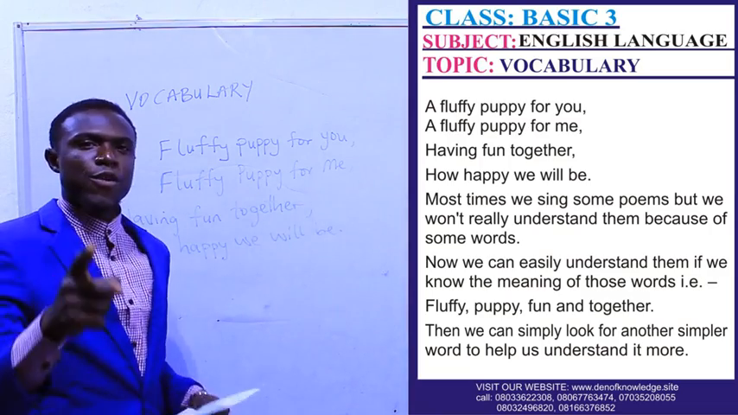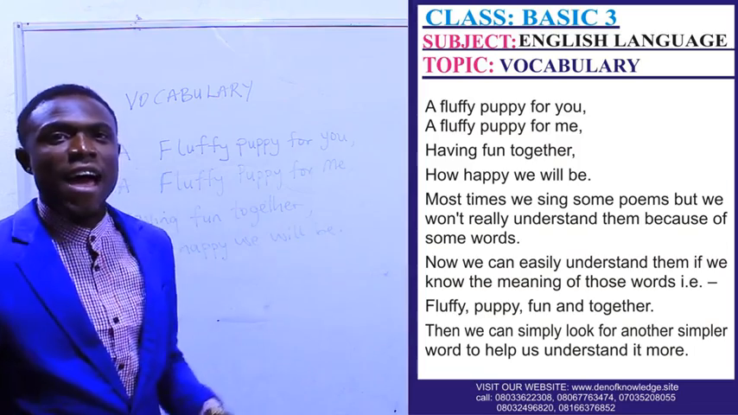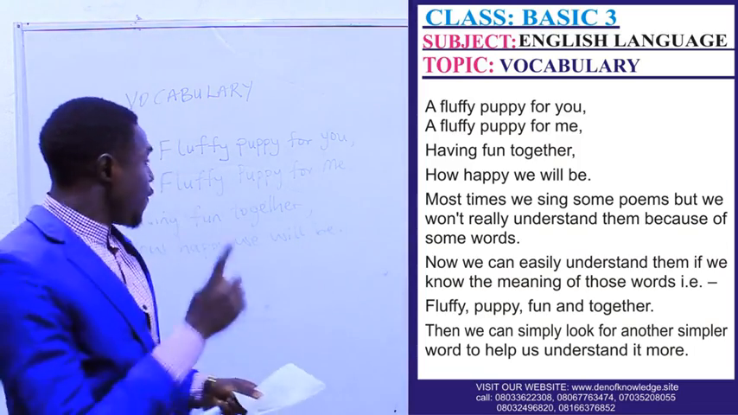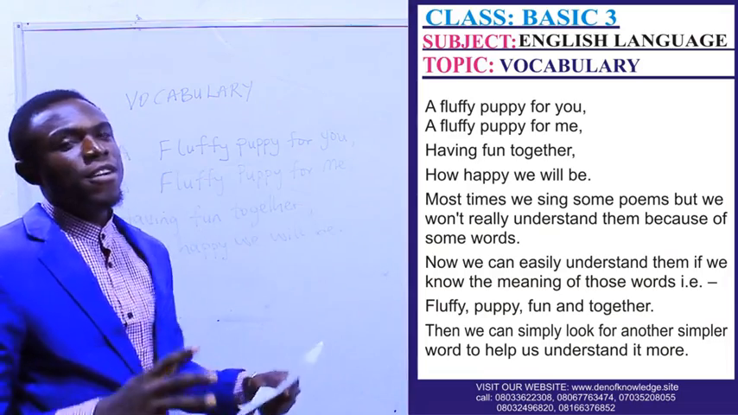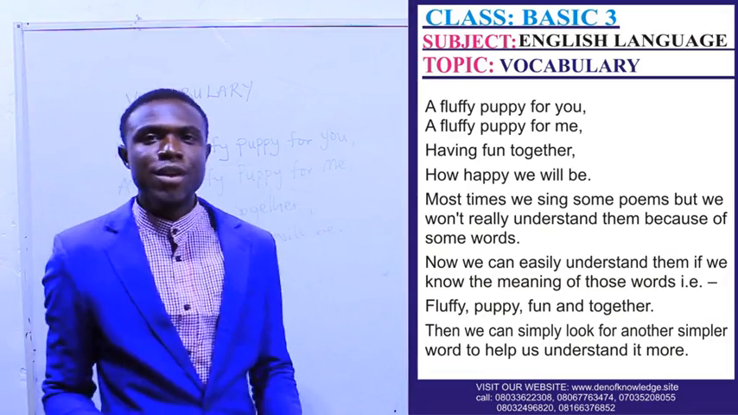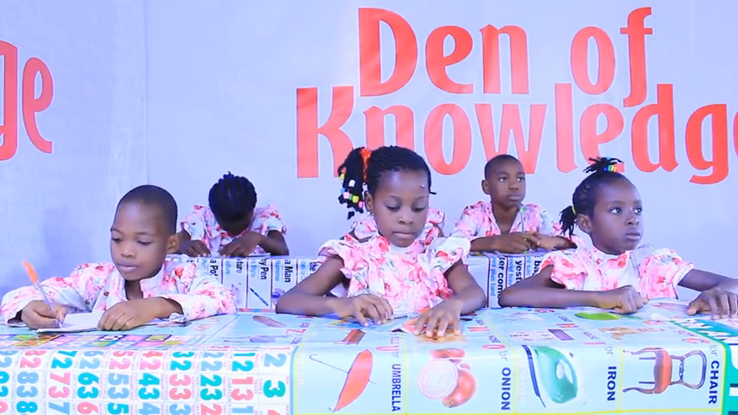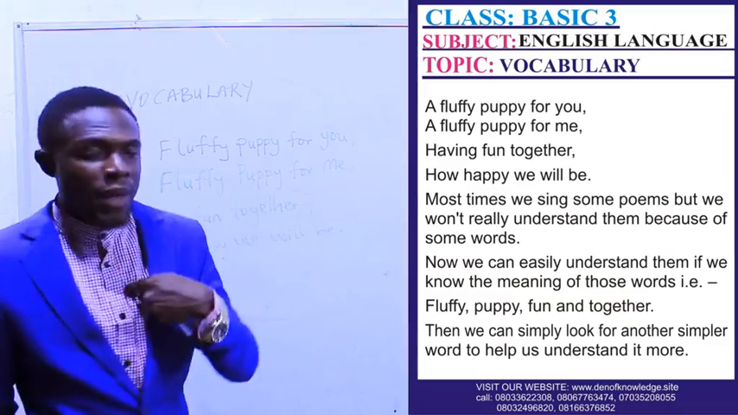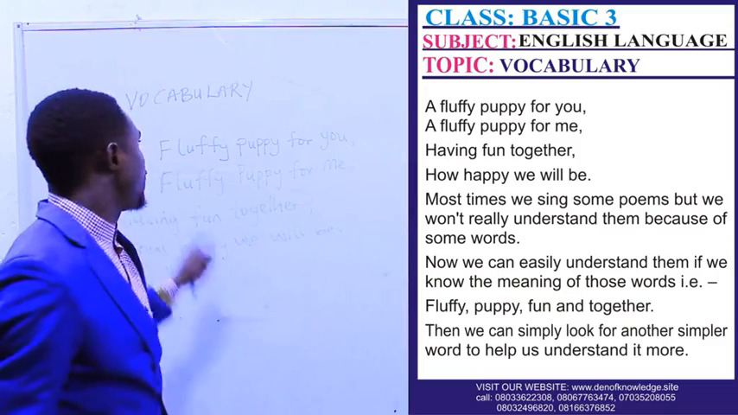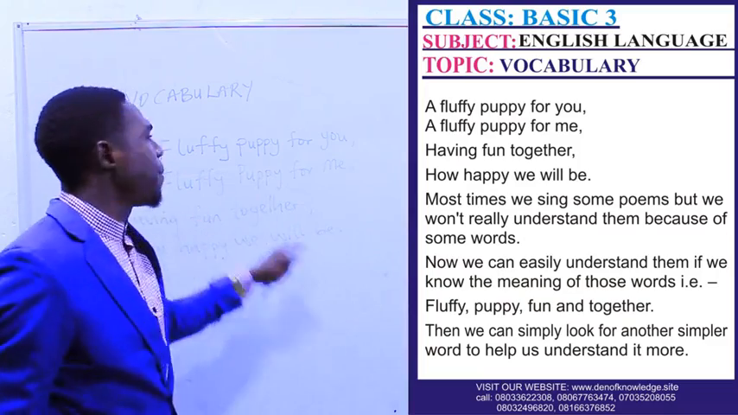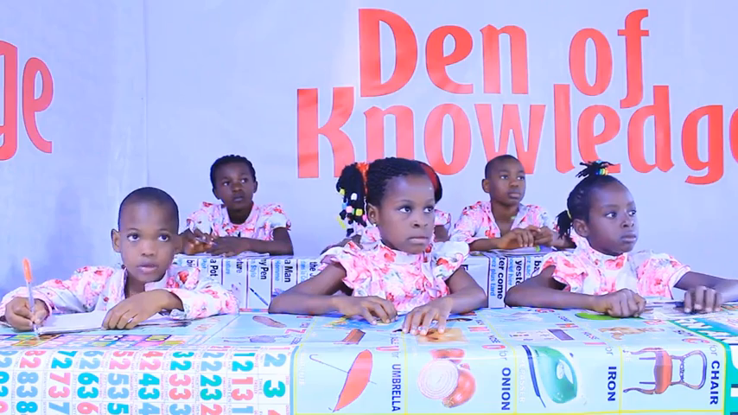Fluffy puppy for you, fluffy puppy for me. Having fun together, how happy we shall be. You'll enjoy it. Now, let's sing one more time. Fluffy puppy for you, a fluffy puppy for me. Having fun together, how happy we will be.